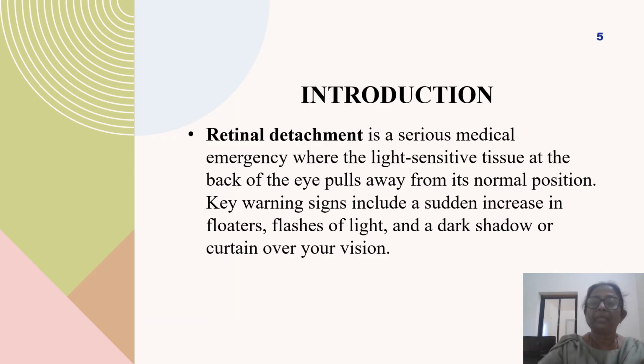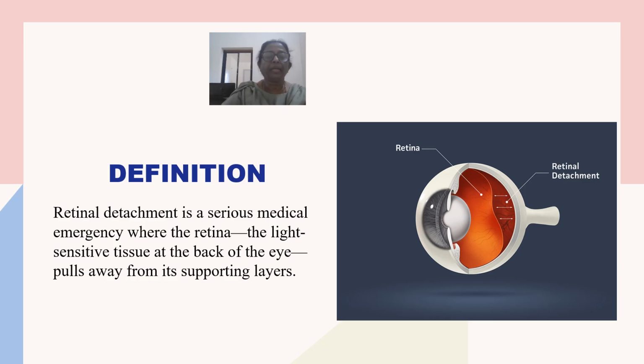So retinal detachment is a serious medical emergency where the light sensitive tissue at the back of the eye pulls away from its normal position. Key warning signs include a sudden increase in floaters, flashes of light, and a dark shadow or curtain over your vision. So, the definition: it is a serious medical emergency where the retina, the light sensitive tissue at the back of the eye, pulls away from its supporting layer.